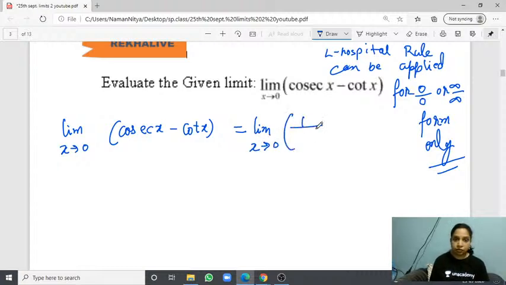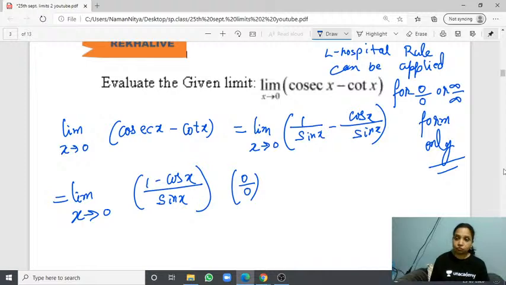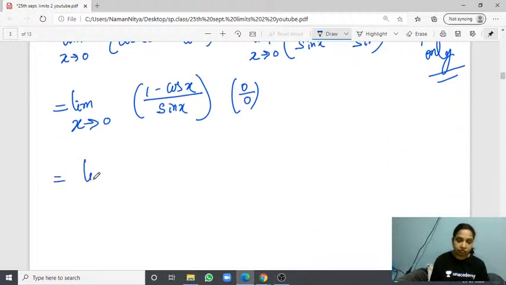Here I'll just write 1 by sine x minus cos x by sine x, limit x tends to 0. Here I can just write (1 minus cos x) divided by sin x. Now you can check, this is 0 by 0 form. You can apply L'Hospital rule and you can get the answer easily.